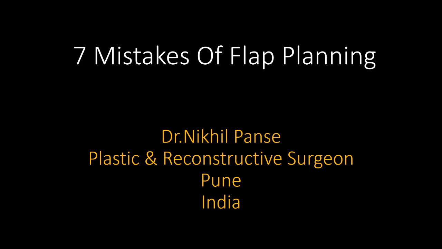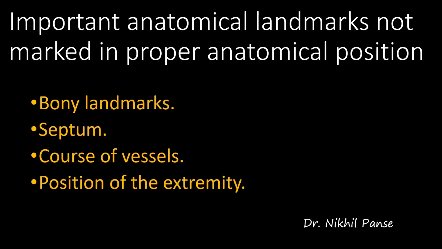So let's move on to the mistakes of flap planning. Now, first of all, we have to plan any flap in reverse. The first and most important thing is the important anatomical landmarks are to be marked, and they are to be marked in a proper anatomical position. Now, many times we miss marking the bony landmarks, we miss marking the septum between which the axial vessel is going to course, and the position of the extremity is not marked as it should be. It is not kept as it should be.